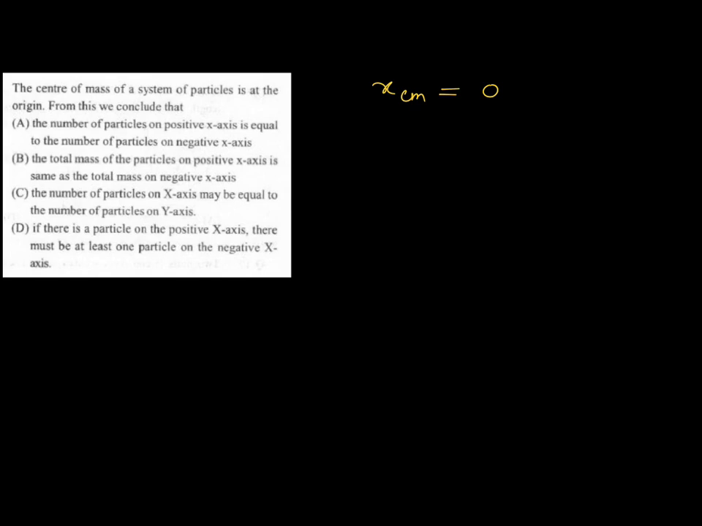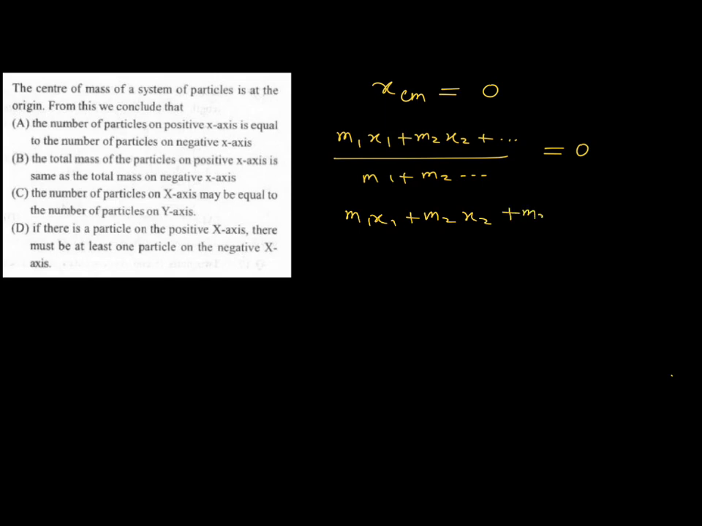the origin. So x_cm is 0, so we can write (m1 x1 + m2 x2 + so on) upon (m1 + m2 + and so on) equals 0. So basically we get here that m1 x1 + m2 x2 + m3 x3 and so on equals 0. We will consider the options one by one.